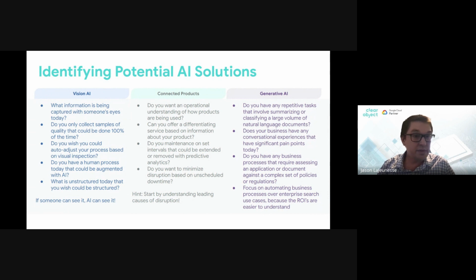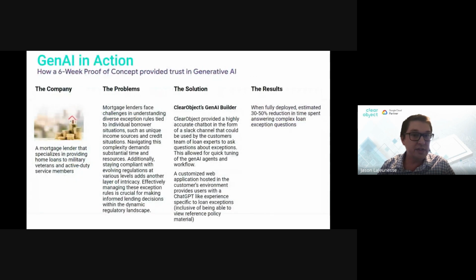And so, if we could go to the next slide, we do want to talk through just a few use cases of what some of these projects can look like. What is the problem that we're trying to address, and how do we solve it with AI? So specifically in GenAI, we did just want to highlight a recent proof of concept we've worked on with a company. It's a mortgage lender that specifically focuses on working with active military members or veterans.